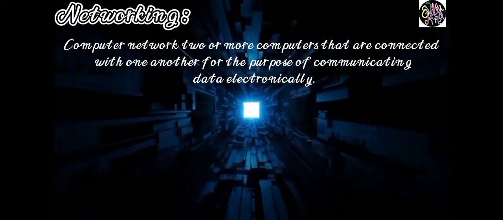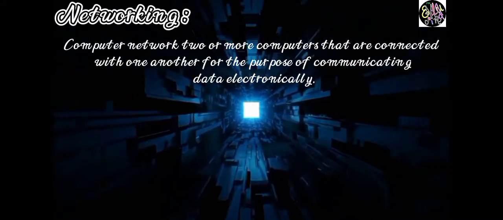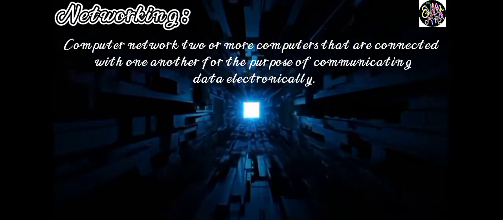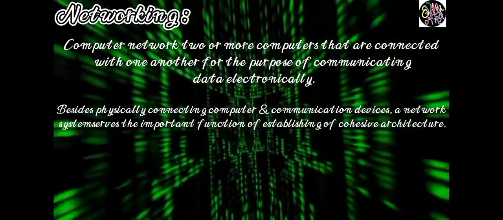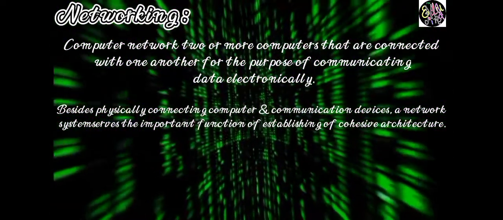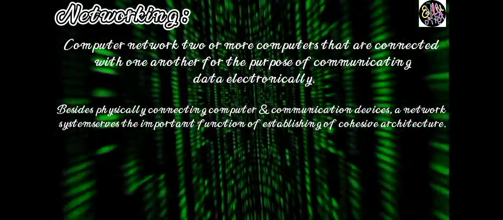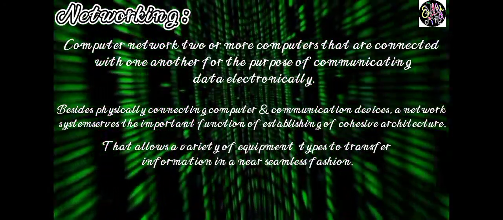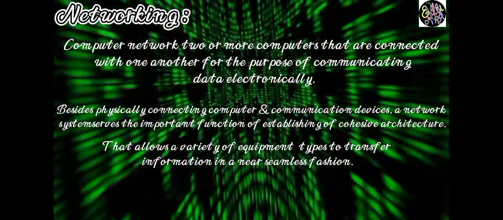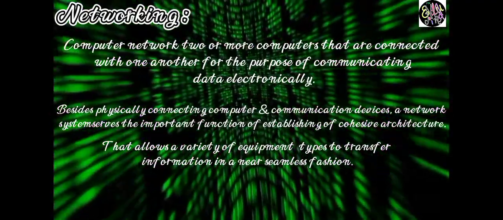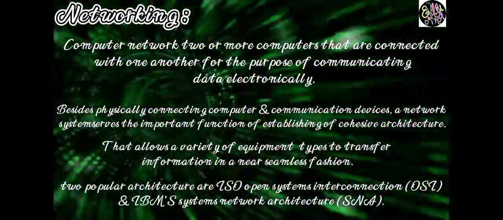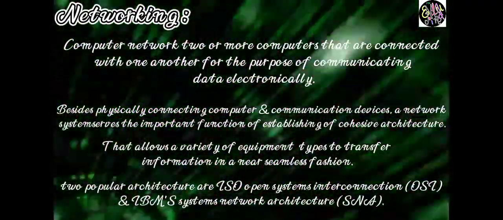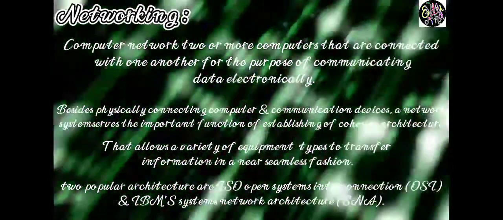Networking. A computer network is two or more computers that are connected with one another for the purpose of communicating data electronically. Besides physically connecting computer and communication devices, a network system serves the important function of establishing a cohesive architecture that allows a variety of equipment types to transfer information in a near seamless fashion. Two popular architectures are ISO Open Systems Interconnection (OSI) and IBM Systems Network Architecture (SNA).